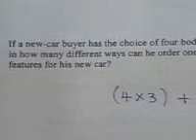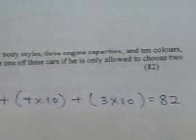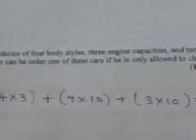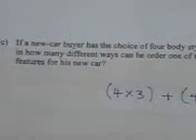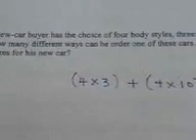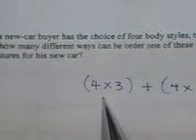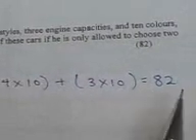C. If a new car buyer has the choice of 4 body styles, 3 engine capacities, and 10 colors, in how many different ways can he order one of these cars? He is only allowed to choose 2 features for his car. So firstly, we must do 4 times 3 first, then plus 4 times 10 plus 3 times 10, which will be equal to 82.